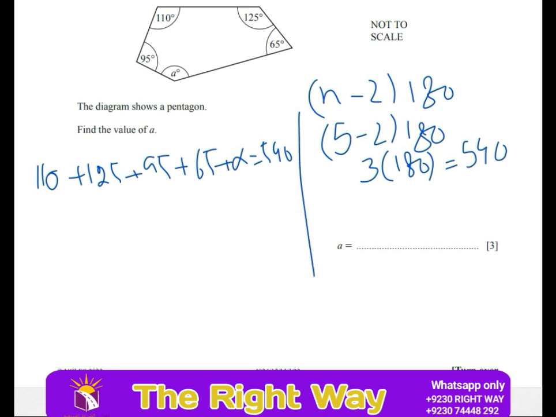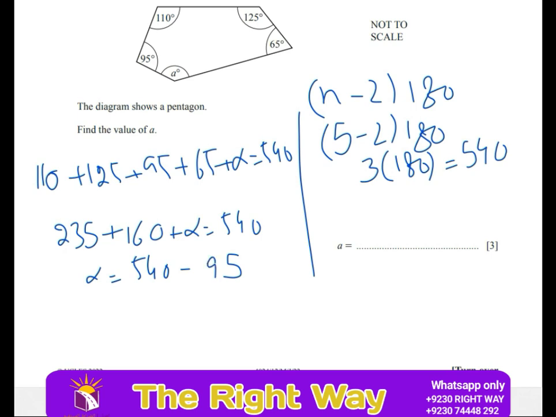So 110 plus 125 will be equal to 235. 95 plus 65 will be equal to 160. Alpha is equal to 540. Alpha will be equal to 540 minus, 5, 6 plus 3, 9, 1 plus 2, 3, so 540 minus 395.